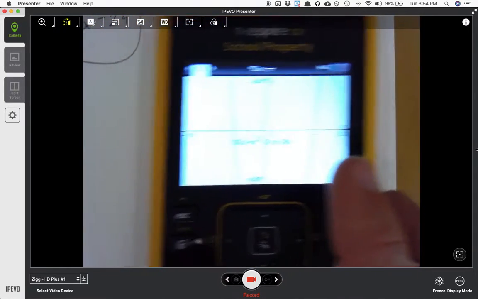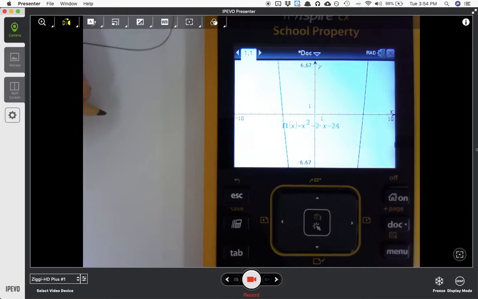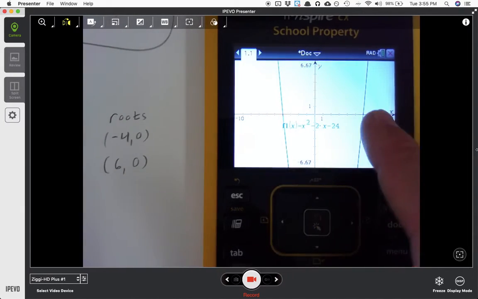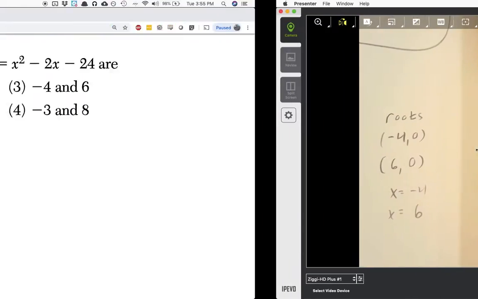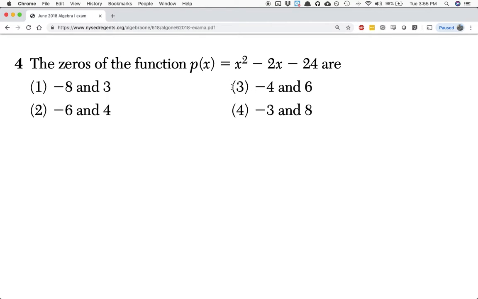I've got a root at negative 4, 0, and at 6, 0. Those are the two coordinates of my two roots. Another way you can write your roots is by saying x equals negative 4 and x equals 6. So those are my roots. You got to be confident with that. That is right. Negative 4, 6 is my answer.